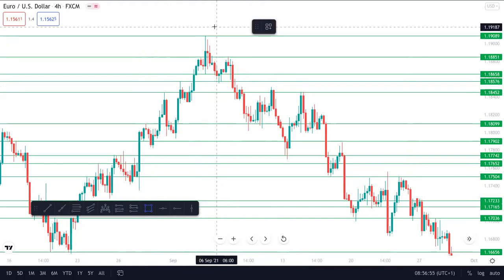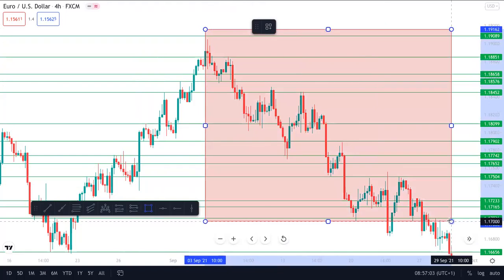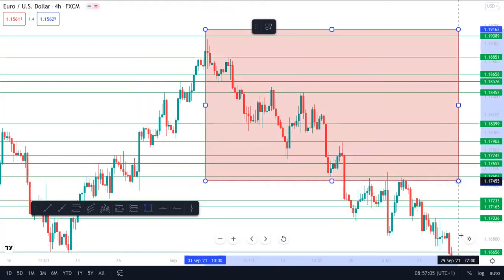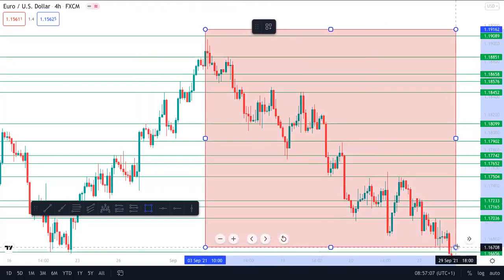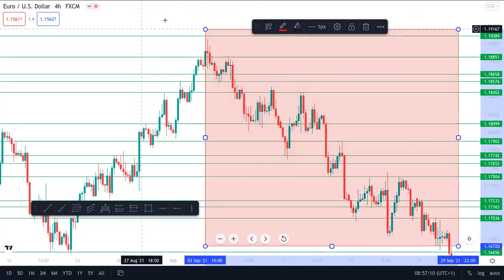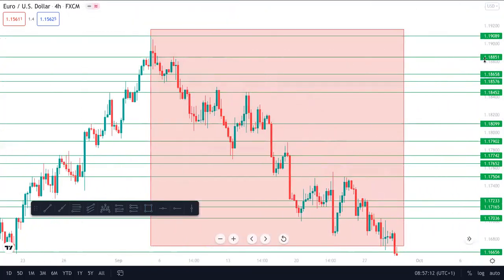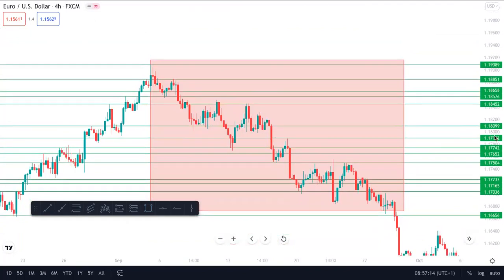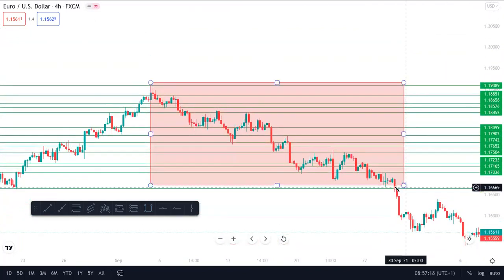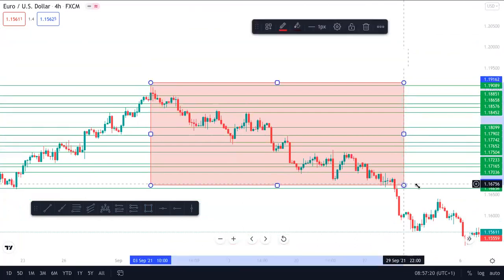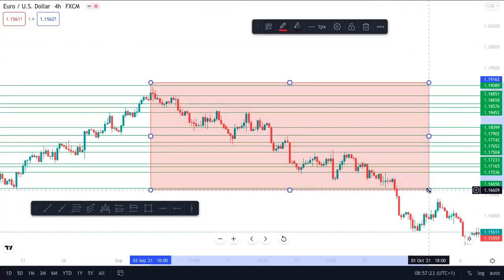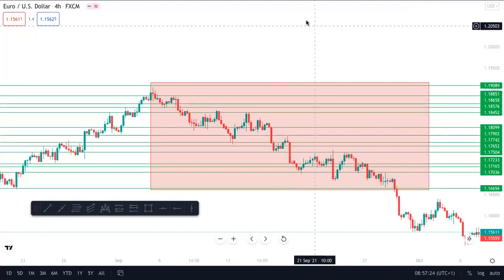Okay, so let's say these guys had not formed already. I would have been interested in picking trades in between these points, in between my swing points.